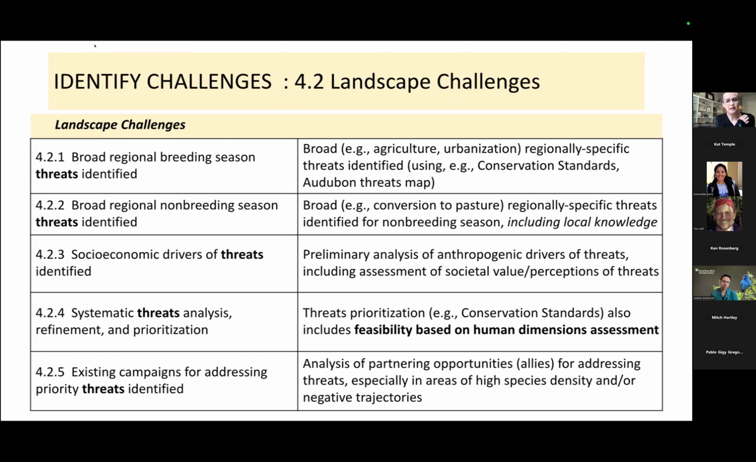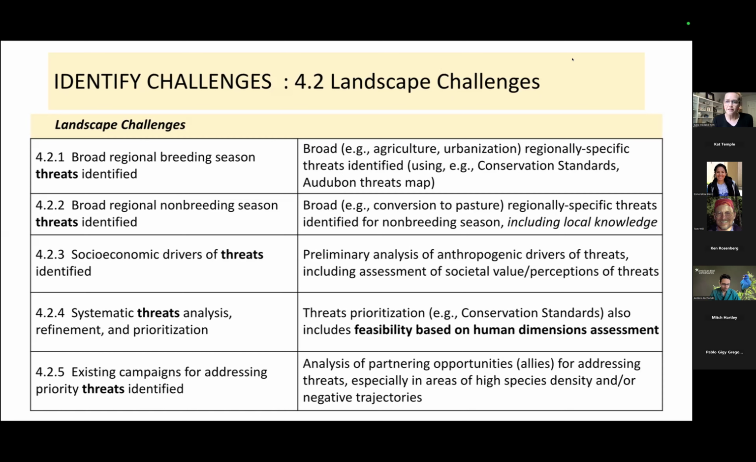Which of those threats do we have a shot at addressing, or which pieces or which strategies might be the most feasible? Because I think that saves us time, energy, and resources if we can pull on all of that knowledge that exists to be able to do that.